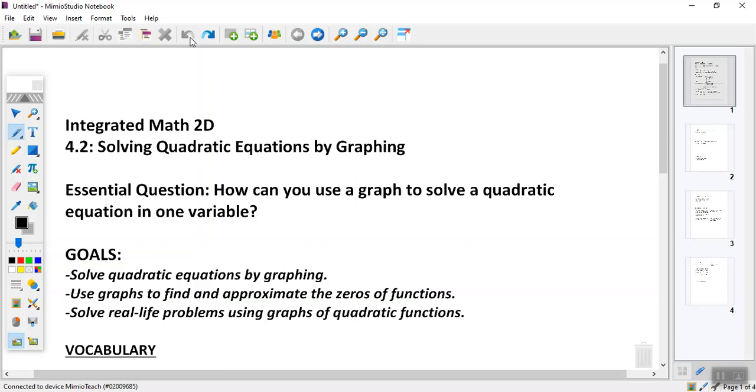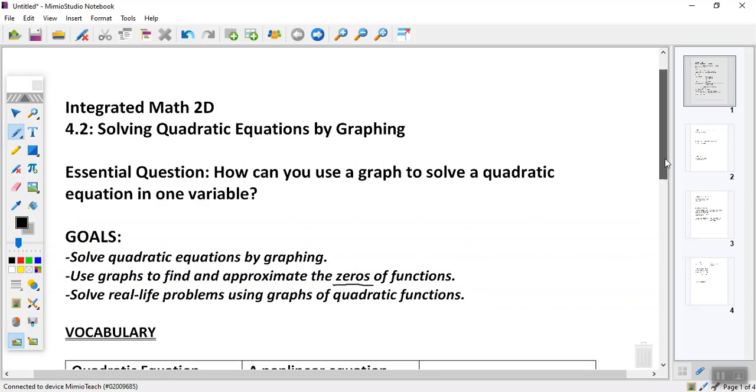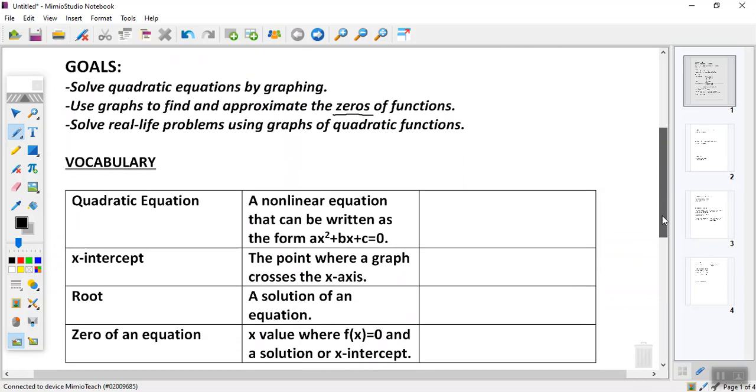So goals, really we're going to start looking at solving quadratic equations by graphing. We're going to use the graphs to find and approximate, and this will be a biggie, zeros of functions. We'll also look at some real life problems using graphs of quadratic functions today. So I think that once you see the first problem, you're going to catch on really quickly.